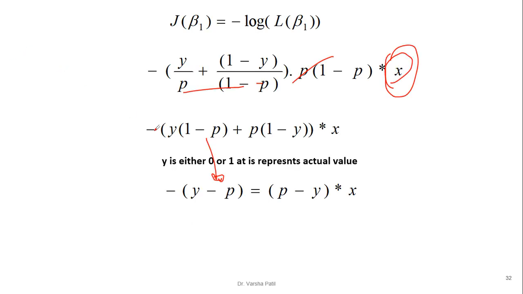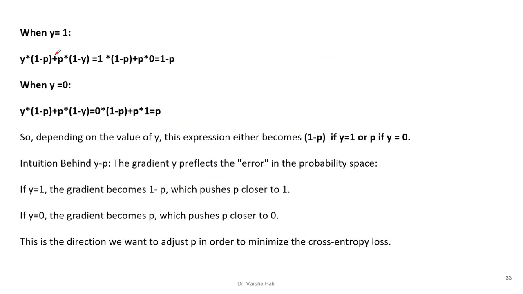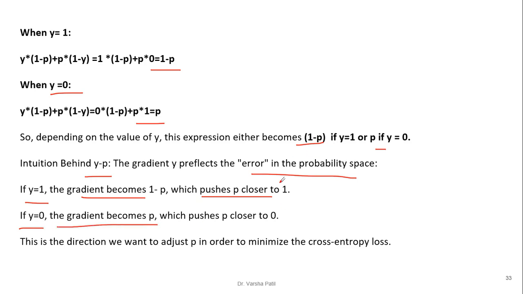The reason is that for this equation y can be either 0 or 1. So when y equals 1 we get 1 minus p, and when y equals 0 we get p. So depending on the value of y, the expression becomes either 1 minus p or p. So what is the idea behind y minus p? The gradient y minus p reflects the error in the probability space. When y is equal to 1, the gradient becomes 1 minus p, which pushes p closer to 1, and when y equals 0, the gradient becomes p, which pushes p closer to 0. This is the direction in which we want to adjust p in order to minimize the cross entropy or log likelihood loss. Initially it is very difficult to understand, but when you implement it, you will come to know what happens when y equals 1 and y equals 0.